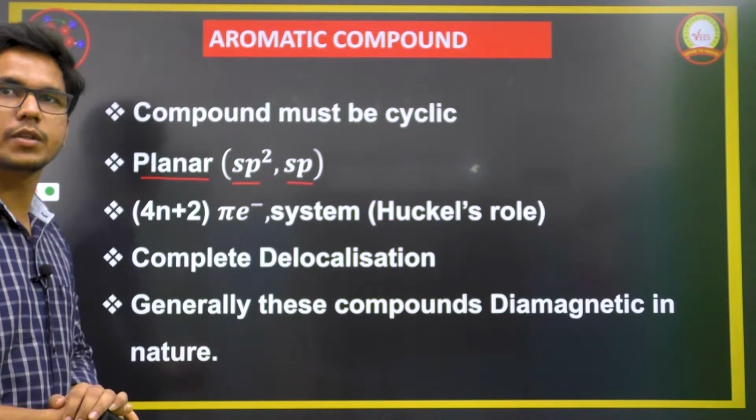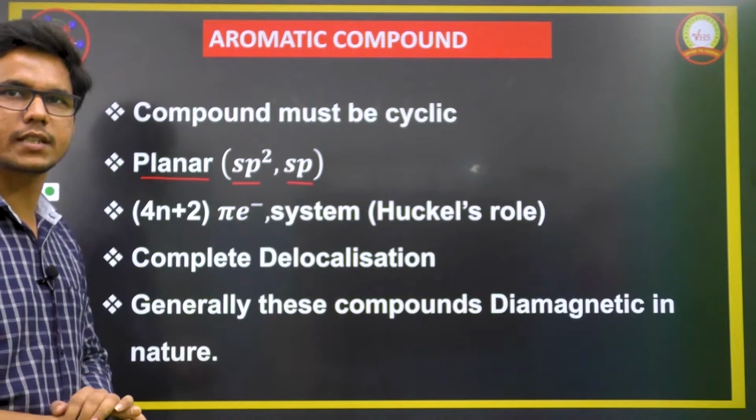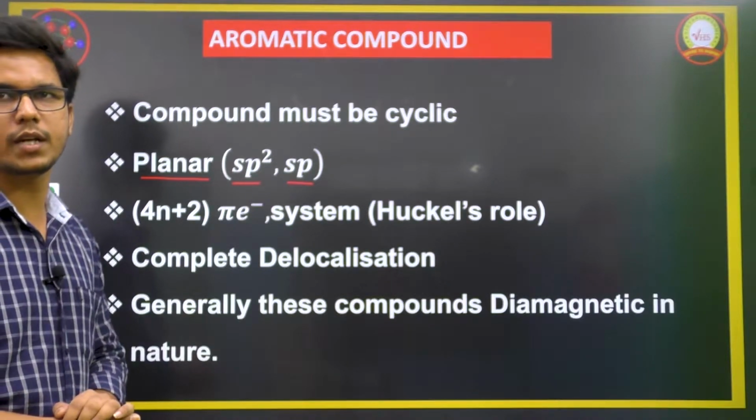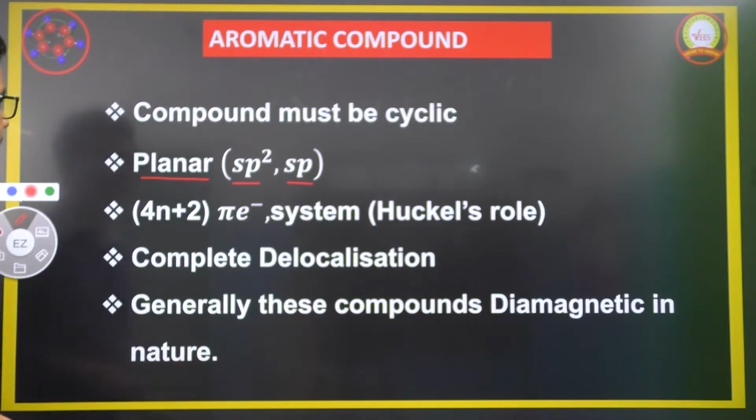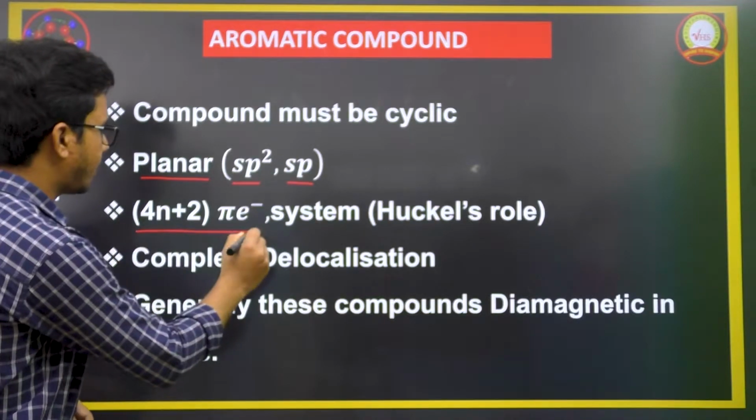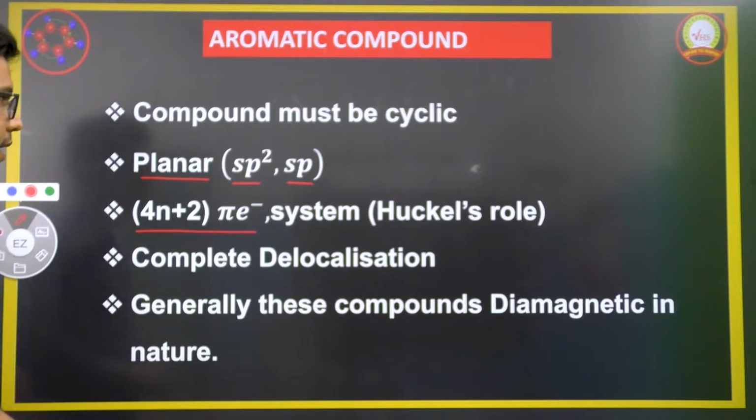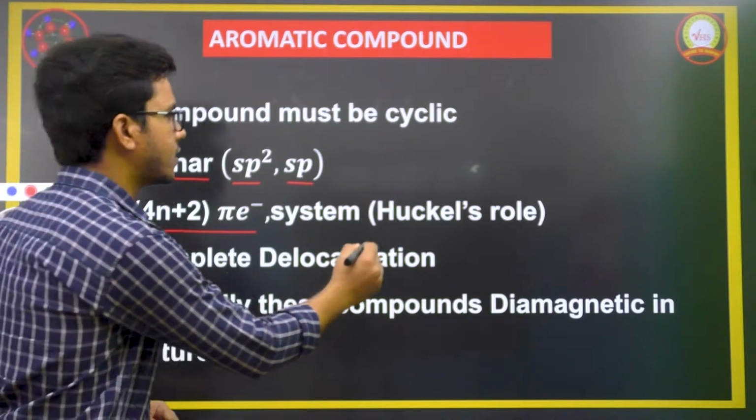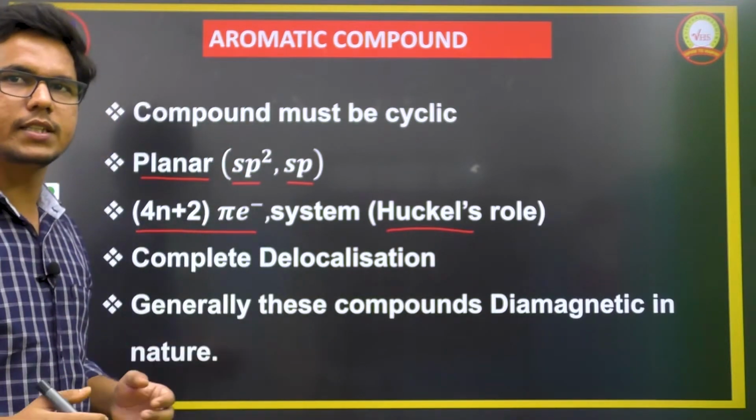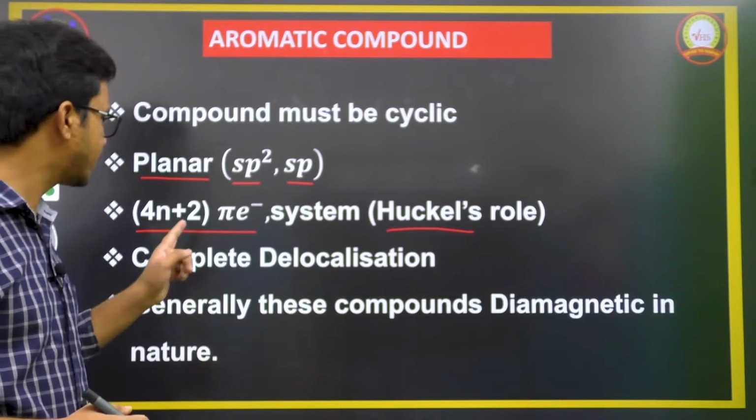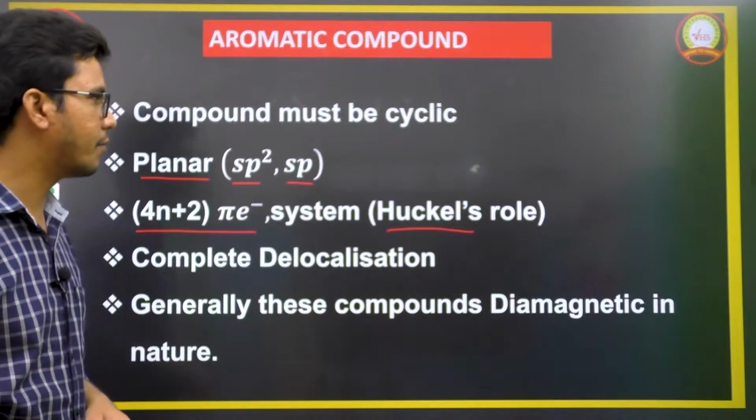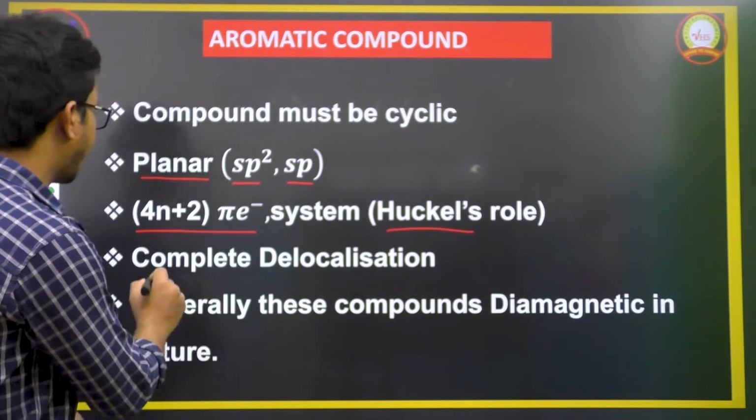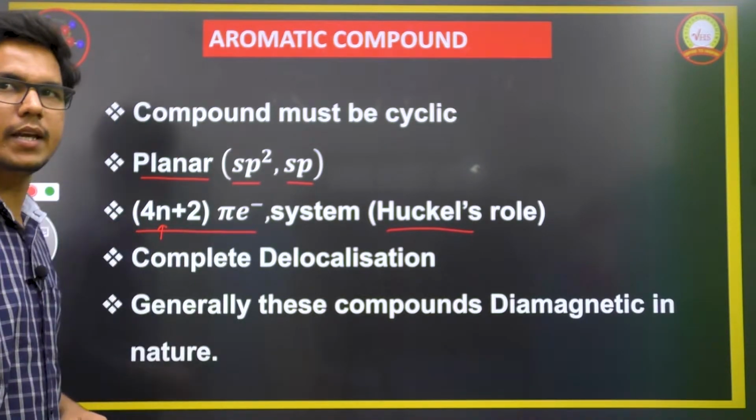The carbons in the cyclic chain should possess sp2 or sp hybridization. Another condition is a 4n plus 2 pi electron system. According to Huckel's rule, if the cyclic system possesses a 4n plus 2 pi electron system, it comes under aromatic compounds. Here, n might be any integer.